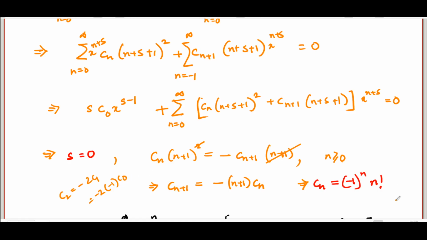If you just put that in, it's easy to see that Cn will be minus 1 to the n times n factorial C0. This is just the same kind of calculation. If you start with Cn, it's going to be minus n Cn minus 1, minus n into minus n minus 1 Cn minus 2 and so on all the way down to C0. You are going to get this.